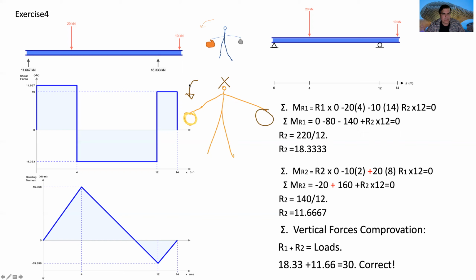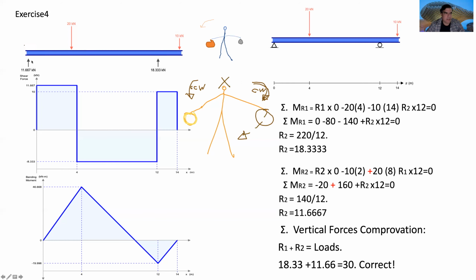This is clockwise, but this hand will be pushed in this direction, pushed down like this. And this movement here is counterclockwise, sorry, contrary to the clock. They are different, they cannot have the same sign.